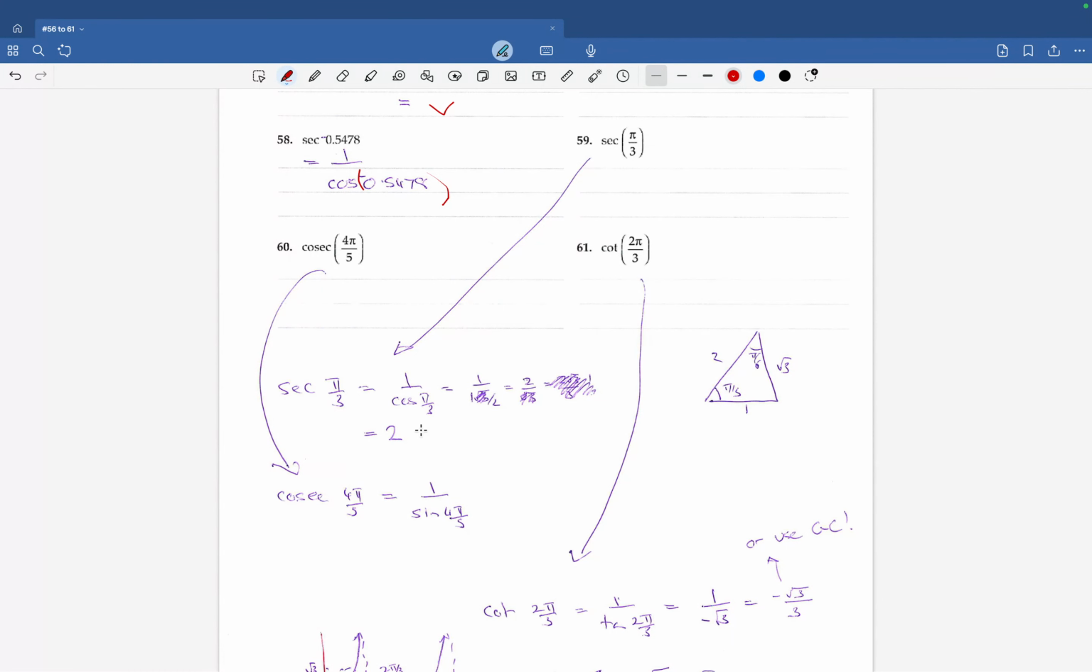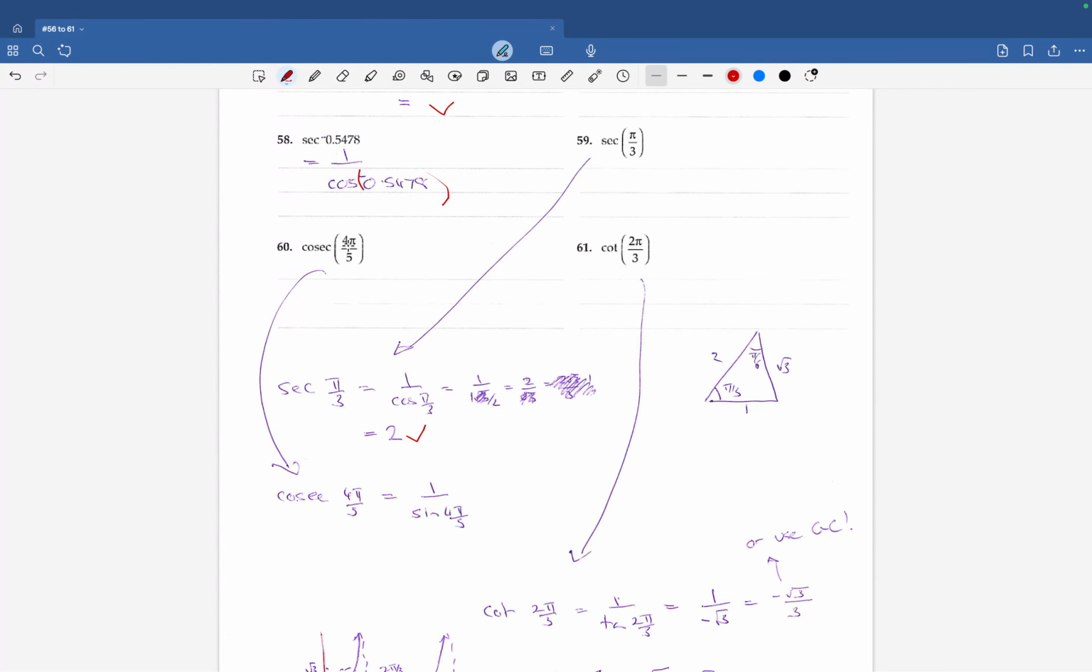Okay, ignore that sort of notes there. So the answer is officially 2. So sec pi over 3 is what? 1 over cos pi over 3. Cos pi over 3 just happens to be by special triangles equal to a half. 1 divided by a half is 2.